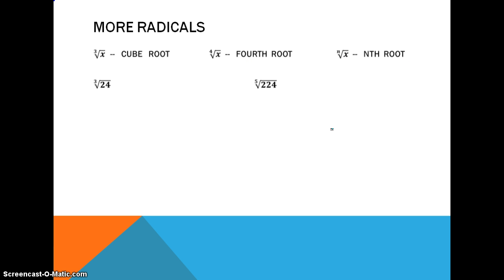So we have more than just square roots. We also have cube roots, fourth roots, and we have all different kinds of numbers. Sometimes we say the nth root. That n can be any number.